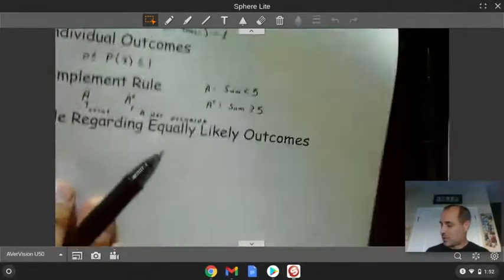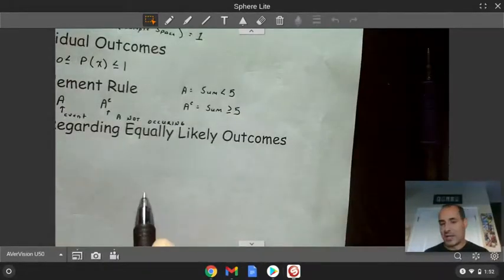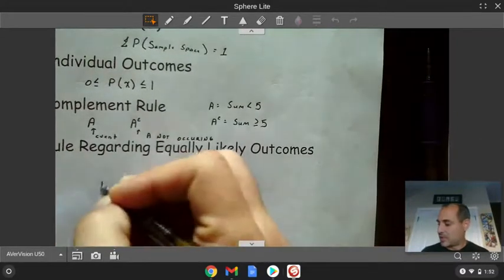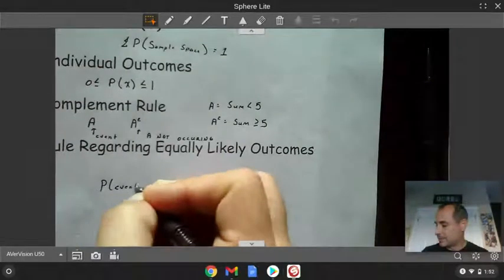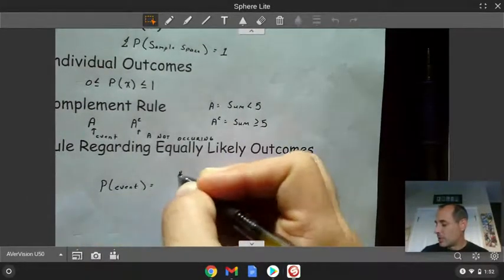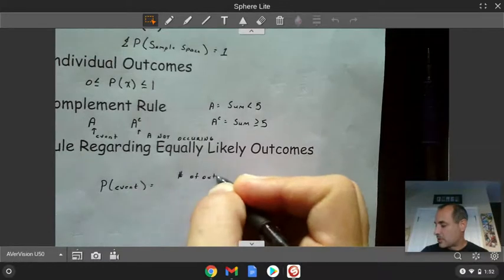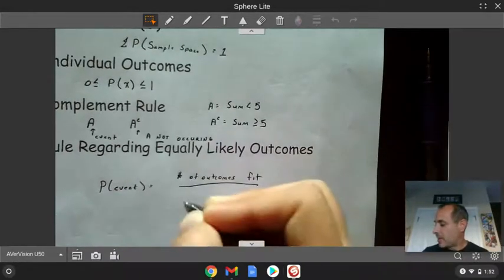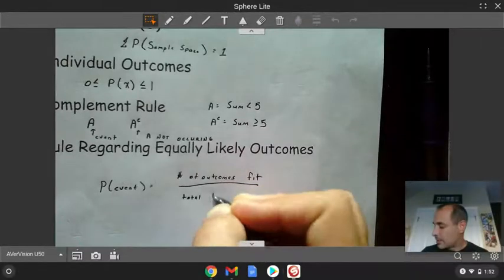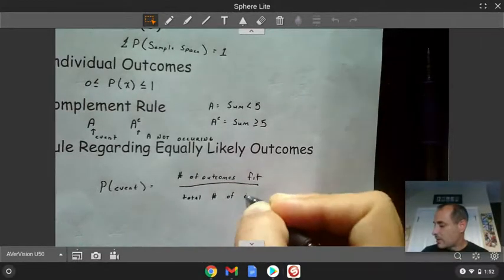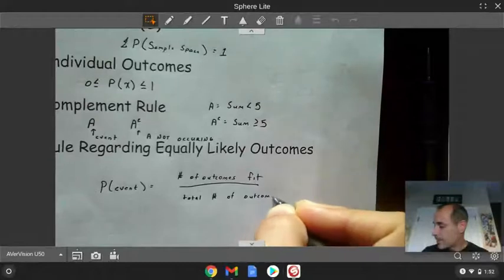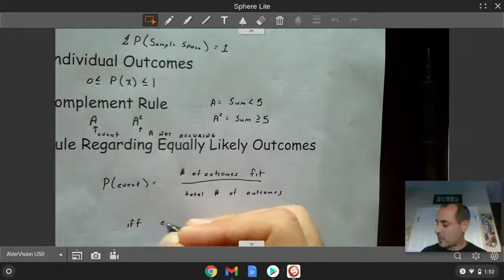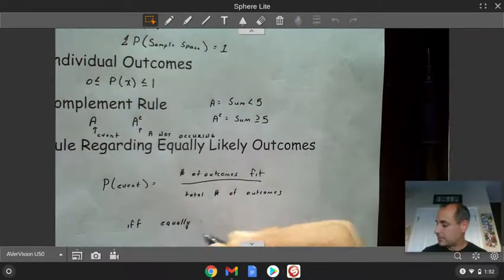Last but certainly not least, a rule regarding equally likely outcomes. We actually already talked about that before. That is just us saying that the probability of some event is equal to the number of outcomes that fit divided by the total number of outcomes, if and only if the outcomes are equally likely.